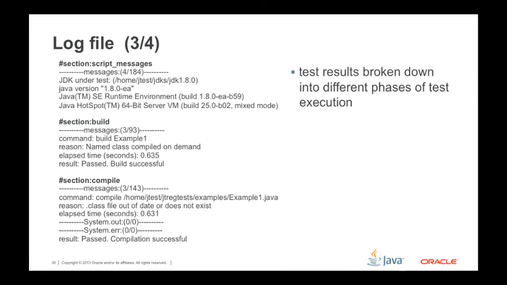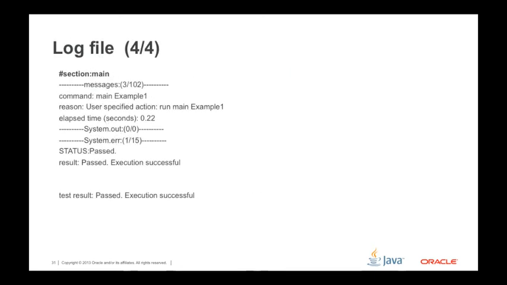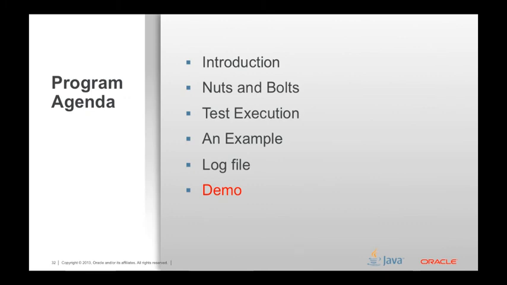Test results are broken down into different phases of test execution, for example script messages, build, section compile, and section main. Just a reminder that log files are found in the JTWork directory. Now let me move over to give you a short demo that covers the theory.